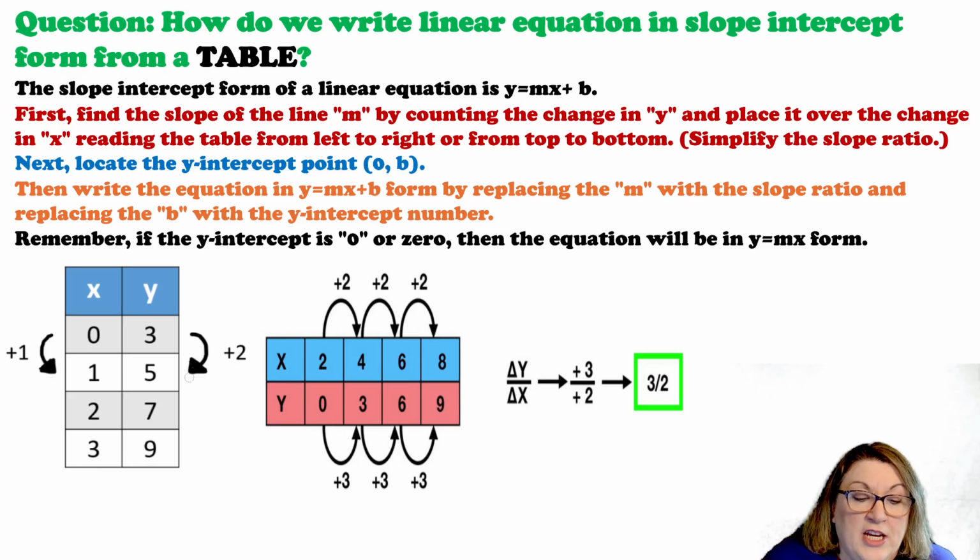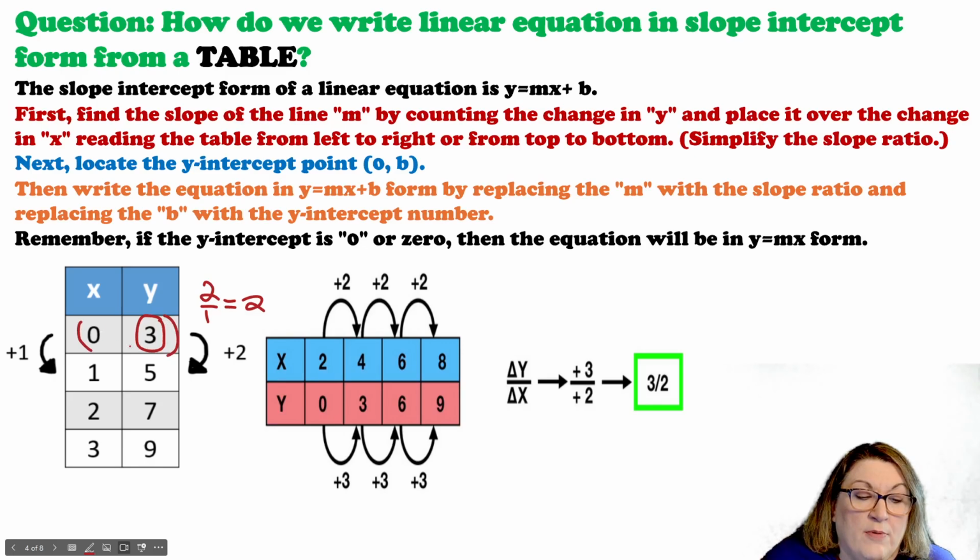They're finding the change in the y, which was +2. So 3 plus 2 is 5, 5 plus 2 is 7, 7 plus 2 is 9. So that's my change in y. My change in x, 0 plus 1 plus 1 plus 1, so it's changing by 1 each time. So you just place that 2 over that 1 and then simplify it. That's your slope.